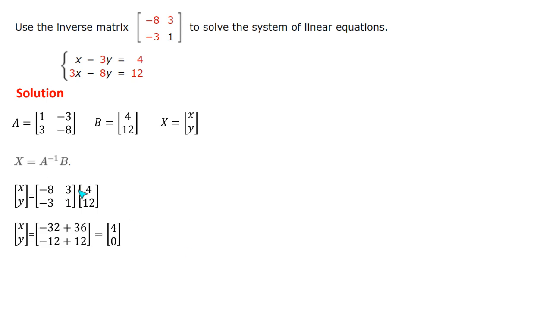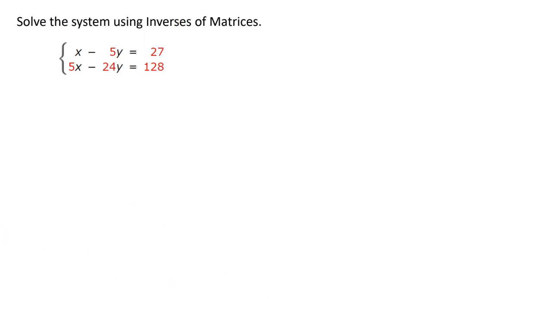So negative 8 times 4 is negative 32. 3 times 12 is 36. If I add that, I get 4. And then negative 3 times 4 is negative 12. 1 times 12 is 12, so I get 0. So that tells me that x is equal to 4 and y is equal to 0.